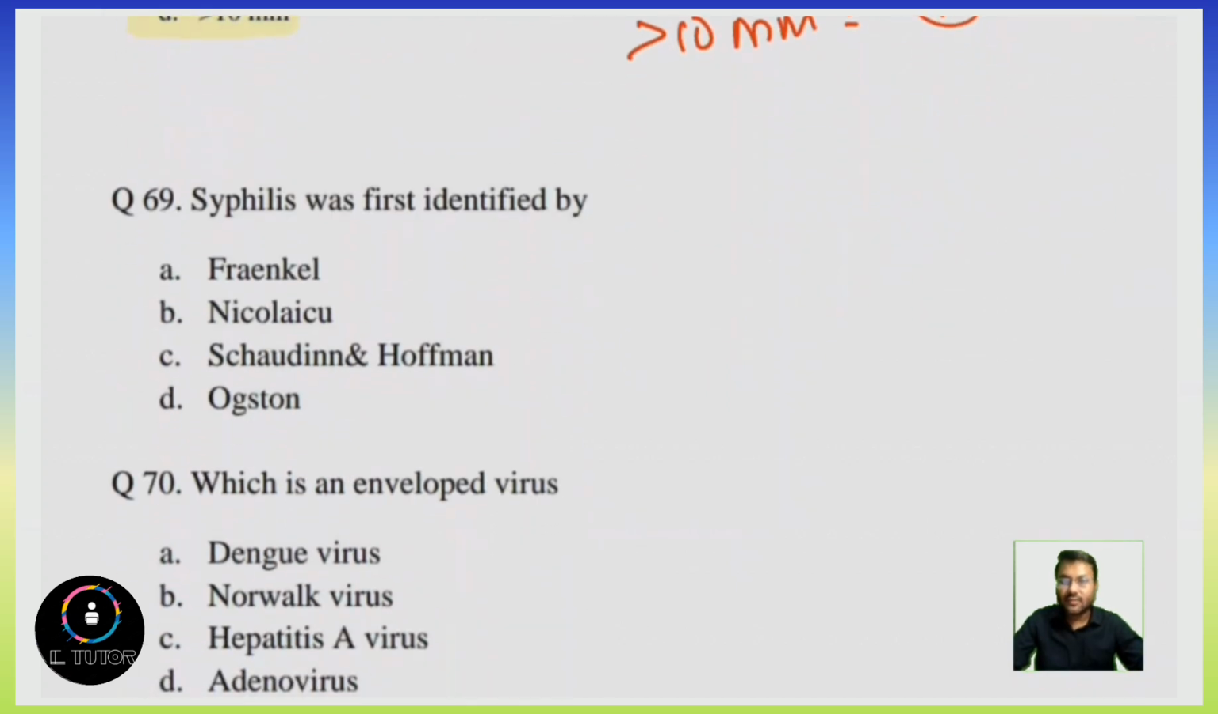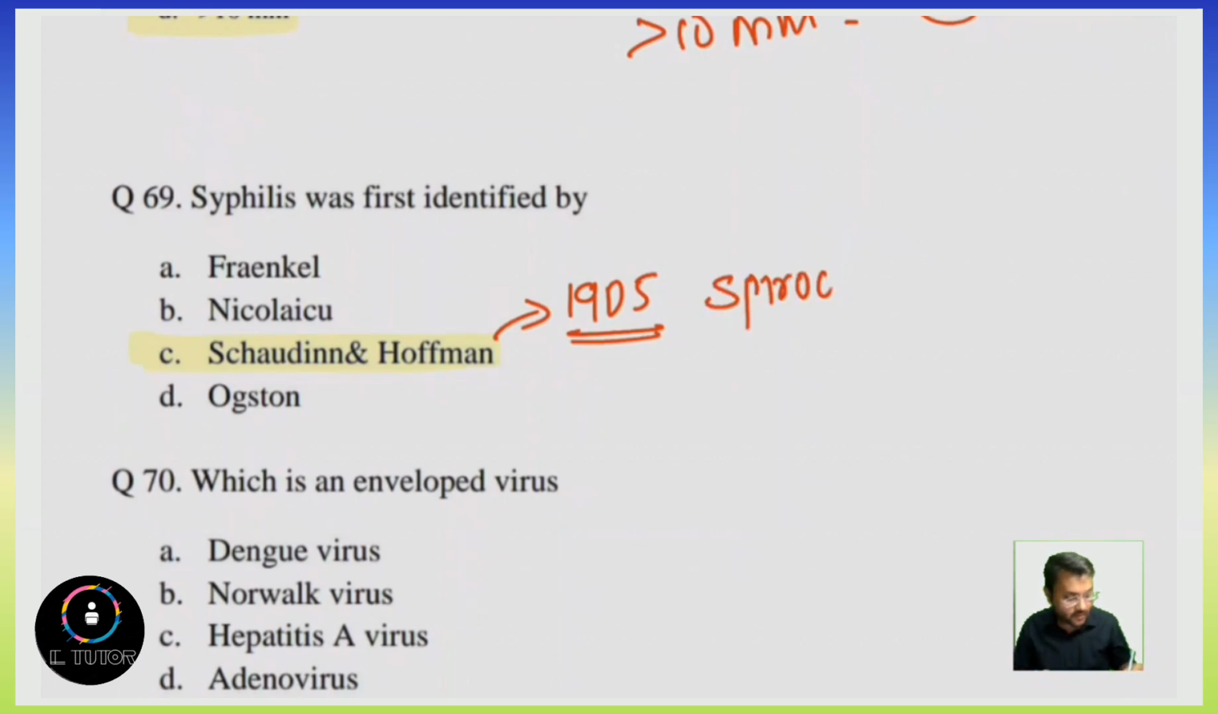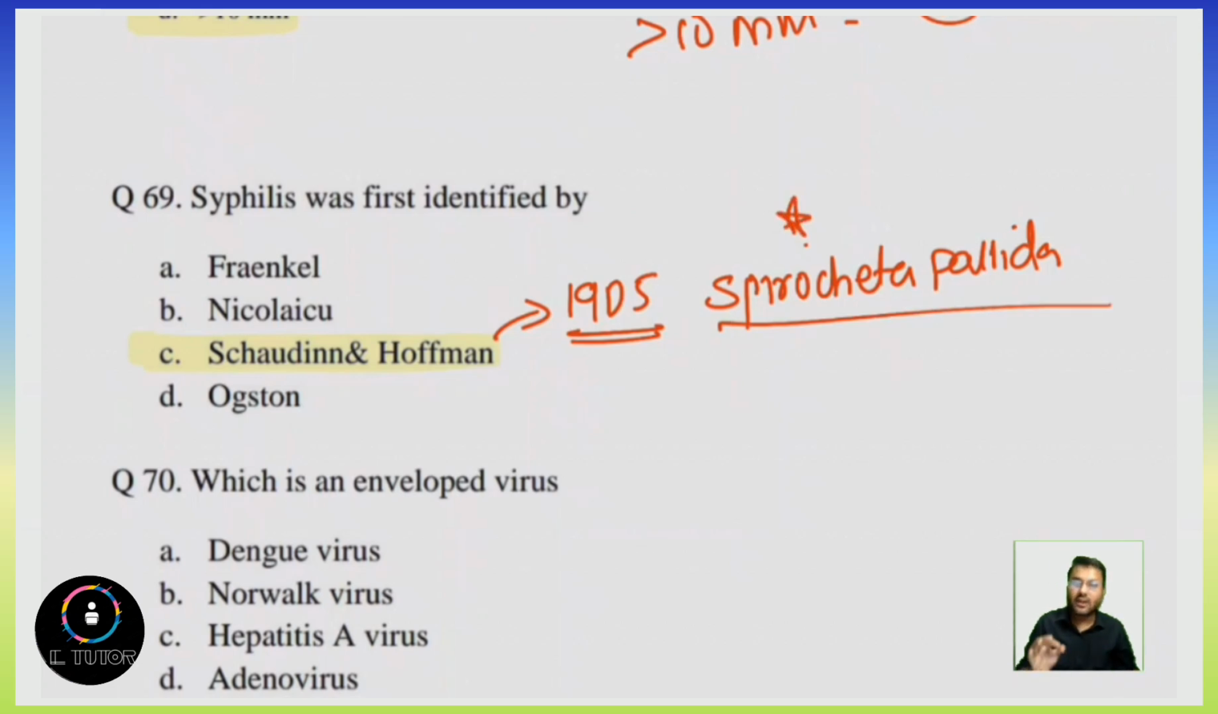So the next question is, syphilis was first identified by. The options are Frankel, Nicolou, Schaudinn and Hoffmann, and Oxton. So this is a direct question. The answer will be option number C, Schaudinn and Hoffmann. They discovered it in 1905 and gave the name Spirochaeta pallida, and the current name is Treponema pallidum. So the answer will be Schaudinn and Hoffmann.